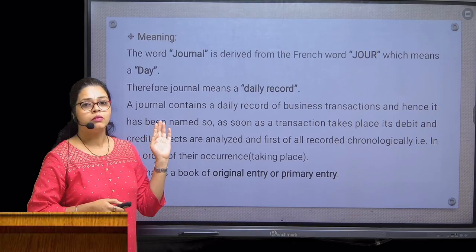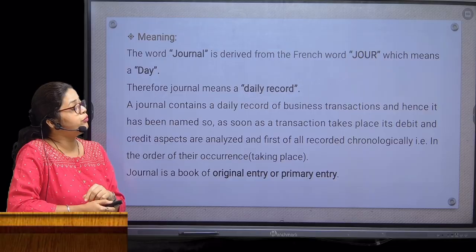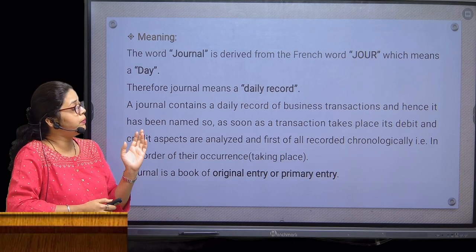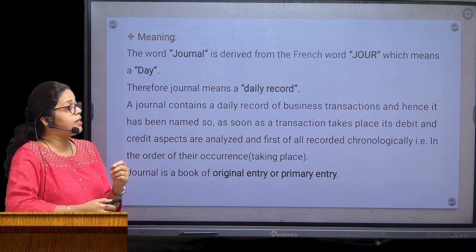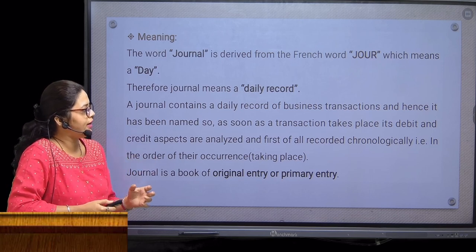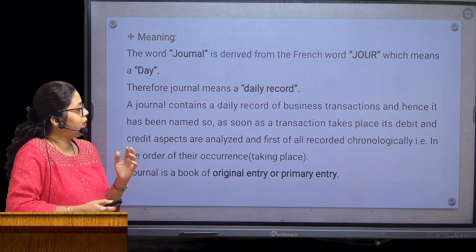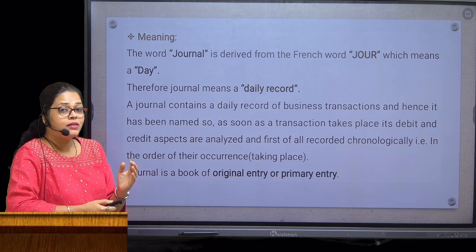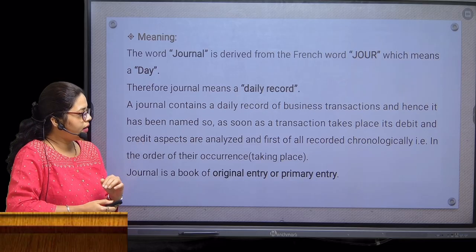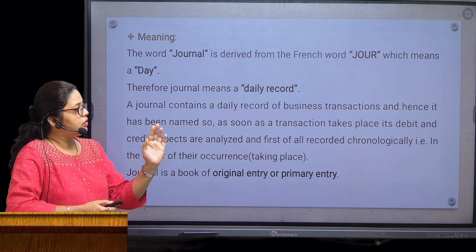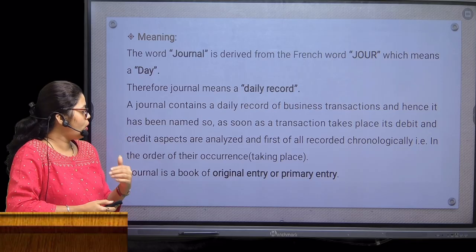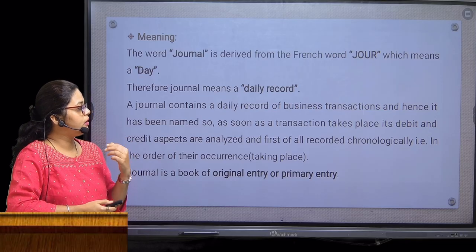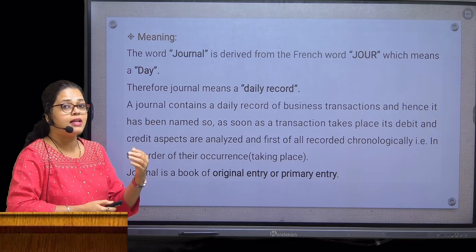Meaning. The word journal is derived from the French word jour. Jour means a day. Therefore, journal means nothing but a daily record. A journal contains a daily record of business transactions and hence has been named so. As soon as these transactions take place, their debit and credit aspects are analyzed first and the recording is done in chronological order. Chronological order means not alphabetically, but according to the date the transaction takes place.